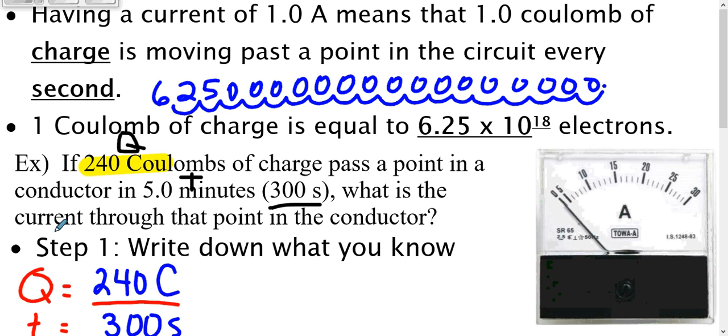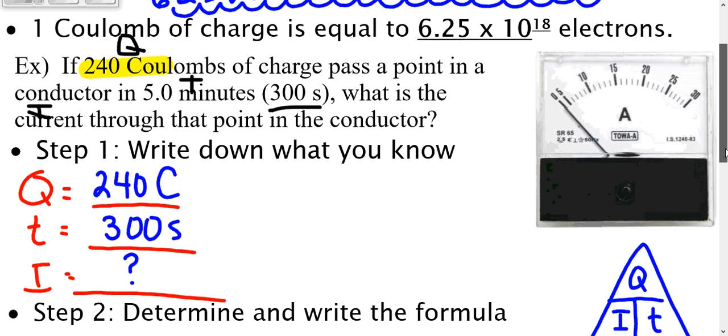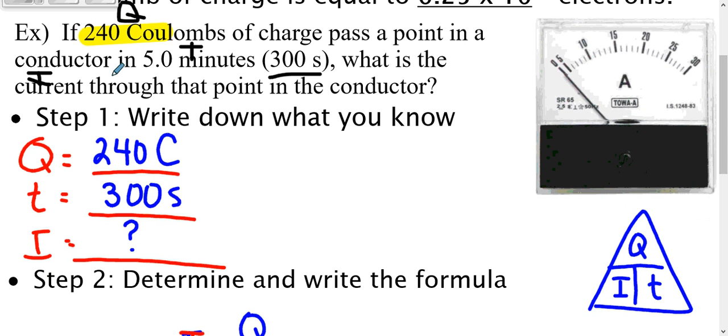So what is the current? Well, we don't know. We don't know what I is, but I is what we're trying to find. If you write those symbols above as you read through the question, it makes it really easy to answer. So first thing, step 1: write down what we know. From the question, I know that Q is 240, T is 300 seconds, and what's I? I don't know. I equals question mark. So I've written down exactly what I know.